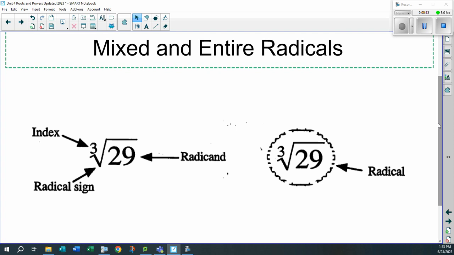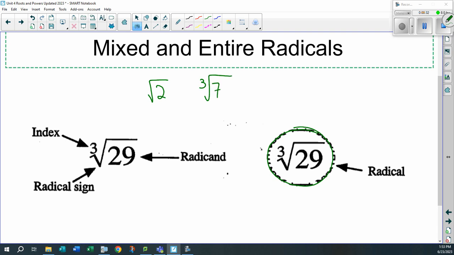Okay, right here. When you're dealing with radicals, people have to remember that the whole thing is a radical. What do you mean? Well, how about the square root of 2? That whole thing is called a radical. How about the cube root of 75? That's still considered a radical. What about the sixth root of 2000? That's still considered a radical.